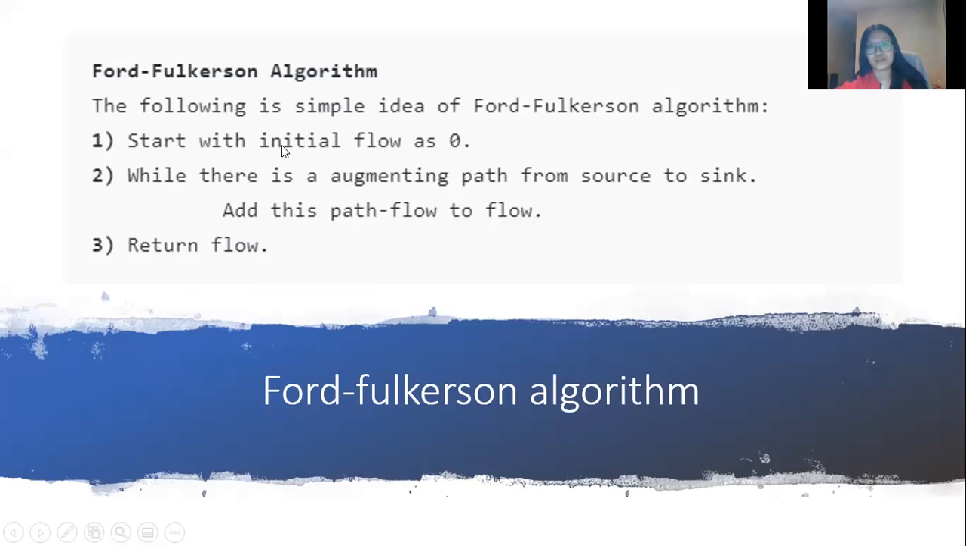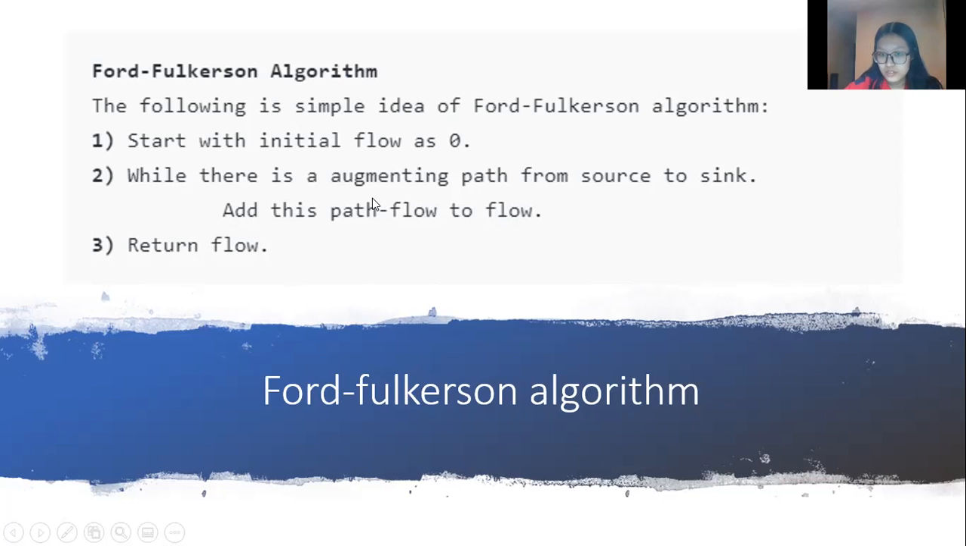First, we start with the initial flow at 0, so no flow goes over the entire graph. Nothing is carried from the source to the target node. Then, while there's an augmenting path from source to target, we add this path flow to the flow, and then we return the flow.